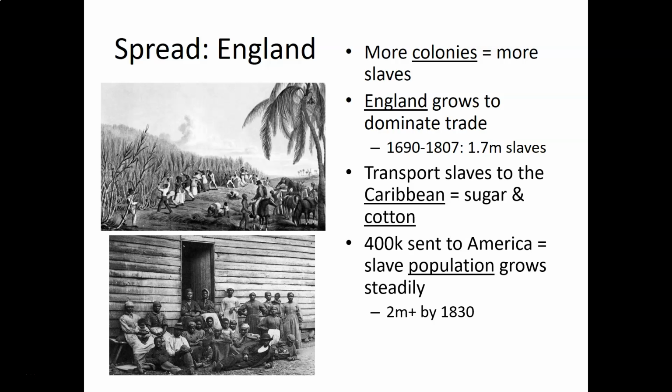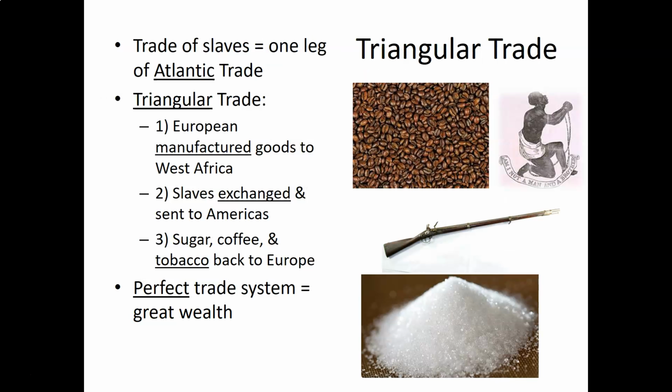So they transport the slaves to the Caribbean. Okay, this leads to more sugar and cotton production, which means that can be sent back to Europe, whether it's England or whoever we want to talk about, and they can turn that into a manufactured good or use it and make money off of it. Okay, roughly only about 400,000 slaves are additionally sent to America. That slave population grows slowly, but it does grow steadily. And by 1830, you have roughly 2 million to 2.5 million slaves that are actually in the United States at that point.